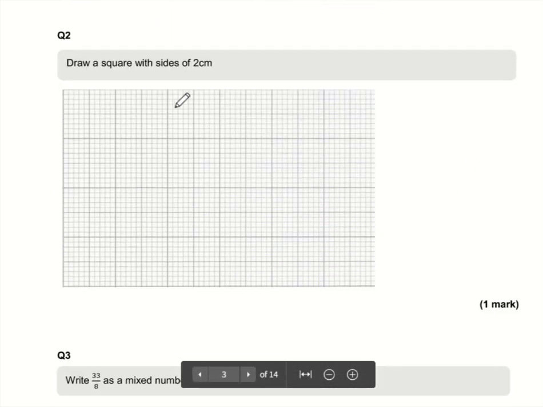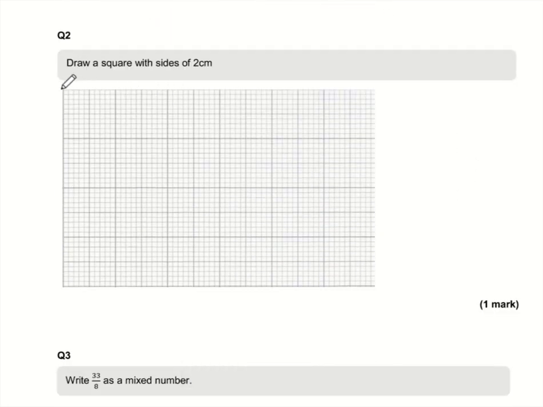Draw a square with sides of 2 centimetres. Well, if you measure each square, we can see that this is 1 centimetre by 1 centimetre. So a 2 by 2 is just 2 of these squares by 2 of these squares. Nice and easy. There we go. So that is 2 centimetres, and that is 2 centimetres as well. No need to label it there.